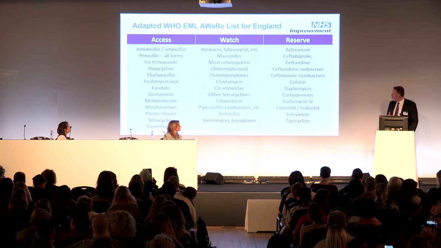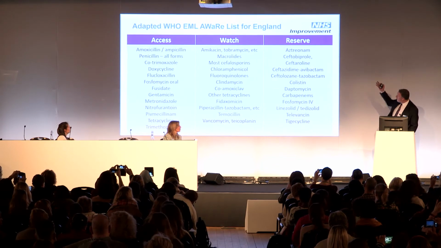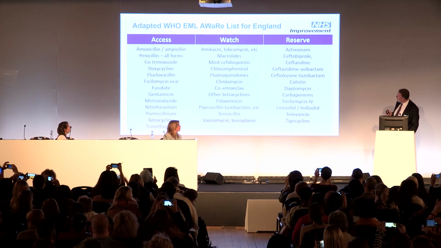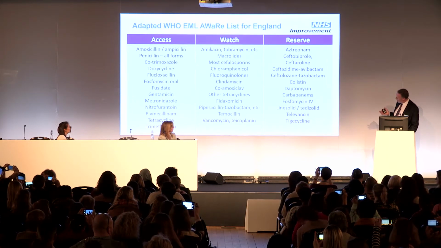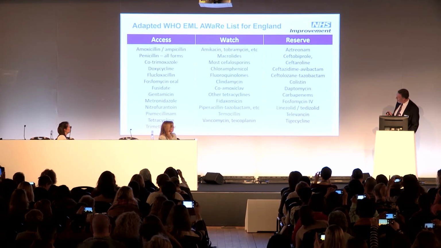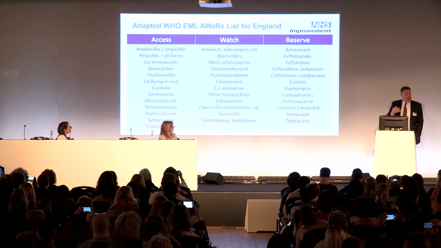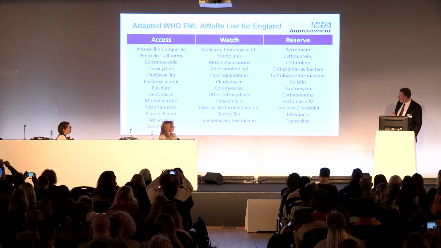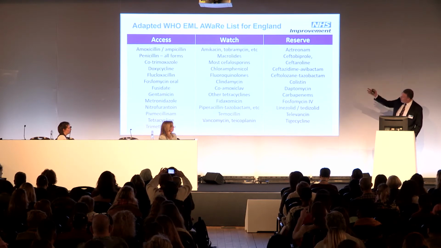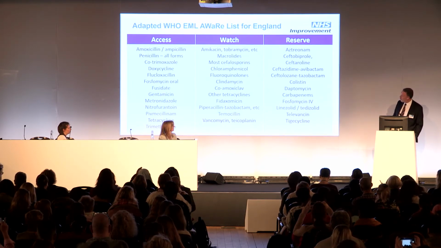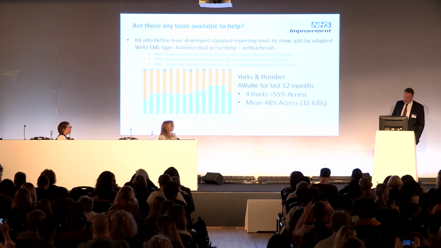And so you can see the ones that we're really trying to reduce: some of the azithromycin and the newer cephalosporins that are coming, colistin, daptomycin, carbapenems, IV fosfomycin, linezolid, tedizolid, telavancin, because we quite often have resistant organisms, with some of the vancomycin-resistant enterococci that can be a problem, and tigecycline. And you can see the Access list is what we want you to try and focus on.